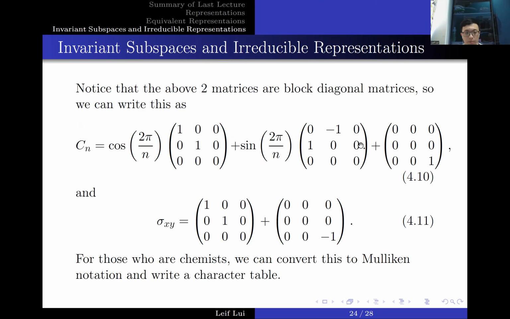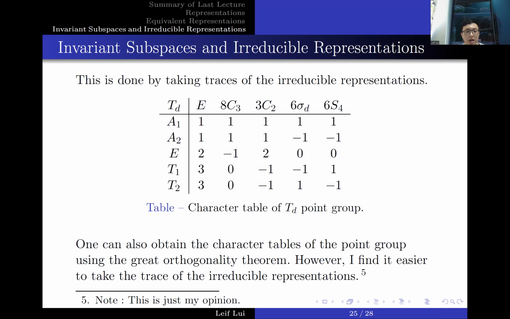And for those who are chemists, we can convert this to Mulliken notation to write a character table. This is done by taking the trace of the irreducible representations. So if we're only considering this matrix, A1 corresponds to only considering this one. So if we consider this one, all the traces will be 1. If we perform this transformation, we get 1. If we act on the identity, we still get 1 here. So the trace is still 1. If we act on C2, we still get 1 here, and so on.